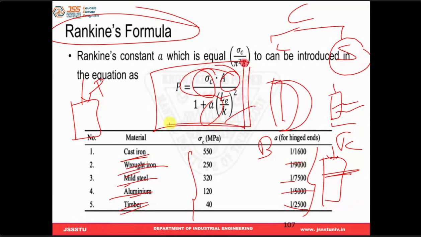He derived this equation for short columns, whereas the Euler equation is for long columns. So this is about it. Have you got it?